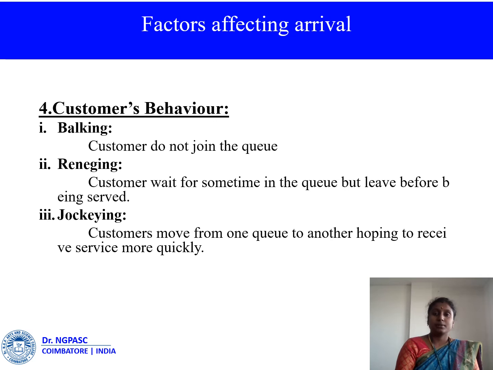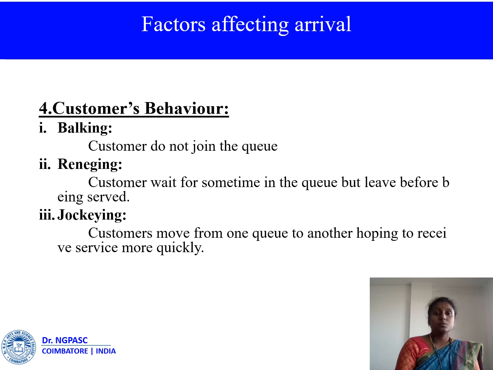The fourth one is customer behavior. There are four types. First one is balking. Balking is where the customer does not join the queue. The customer sees the queue, the queue length is so long, so he decides not to join the queue. Next one, reneging. The customer waits for some time in the queue but leaves before being served. That is, he joined the queue but the queue did not move, so he has no time, and he leaves the queue before the service.